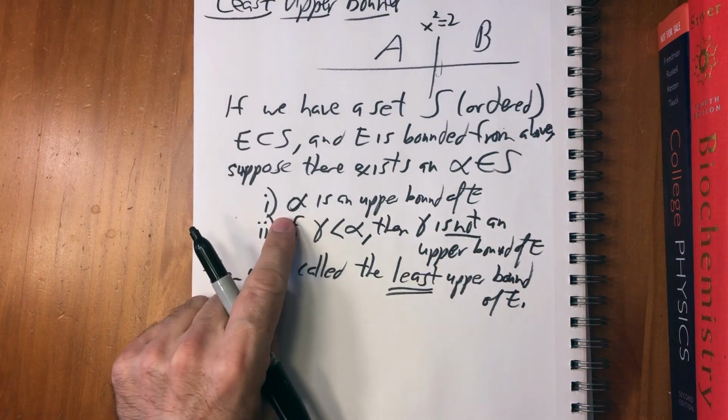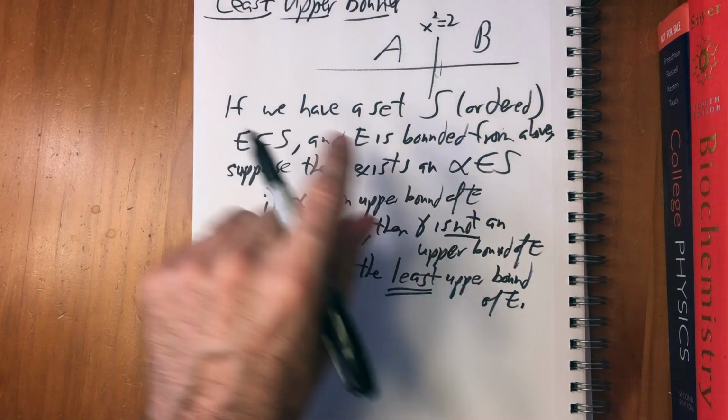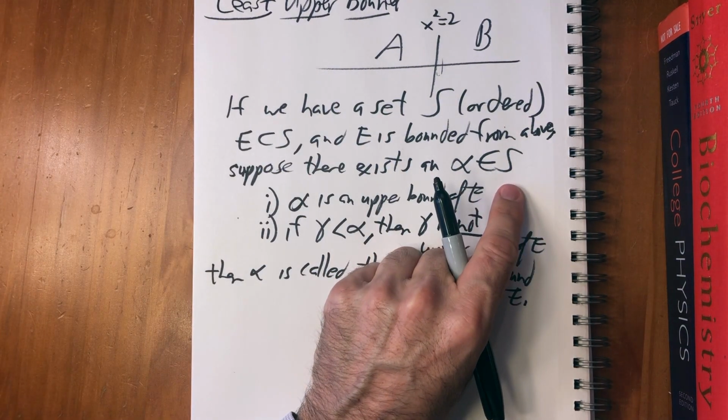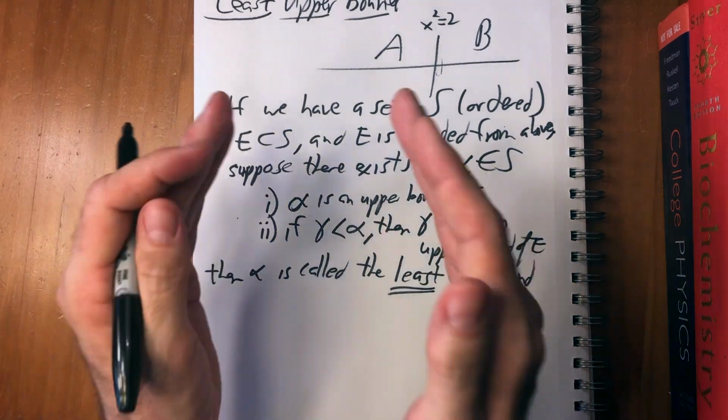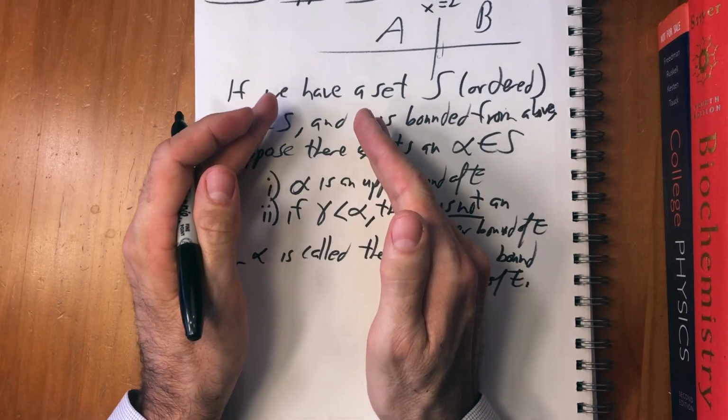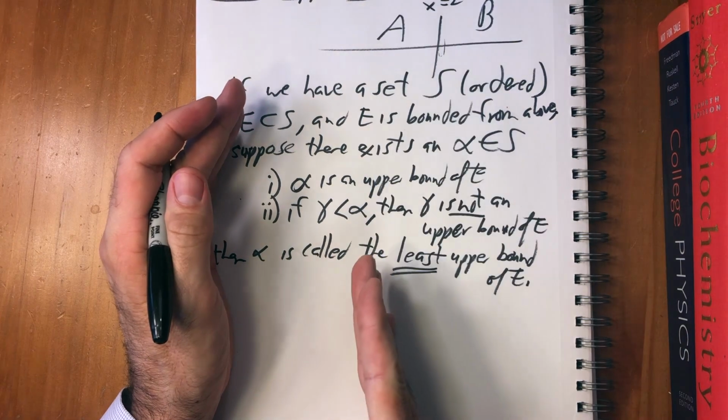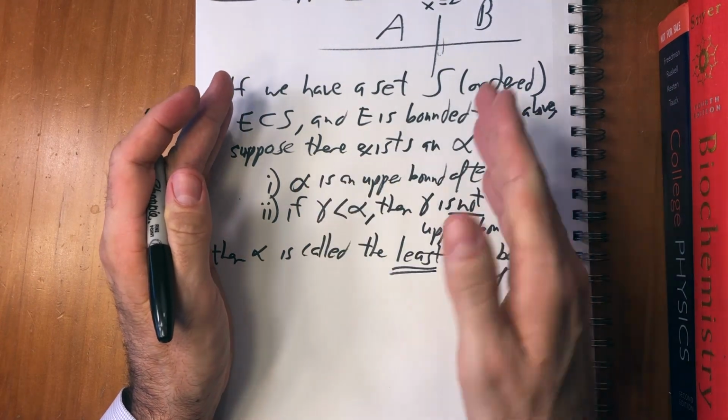So what this means is, same as above, we have an ordered set S, we have a subset of S, and it's bounded from above. So there exists some alpha.